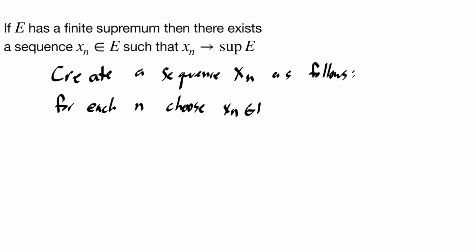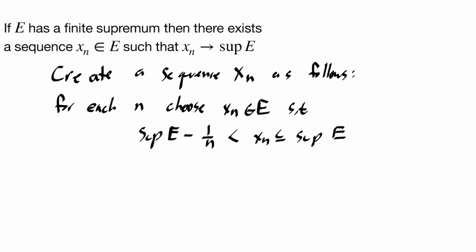Choose xn in E such that the sup of E minus, let's not use epsilon, let's do 1 over n, is less than xn is less than or equal to the sup of E. And then what you'll notice is that each xn is within 1 over n of the sup of E. And so then this sequence converges, and xn can be found by, I think we called it the approximation principle.